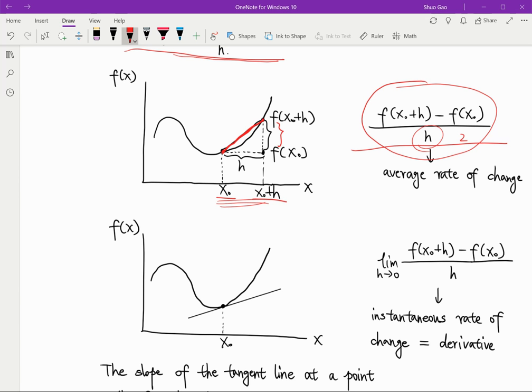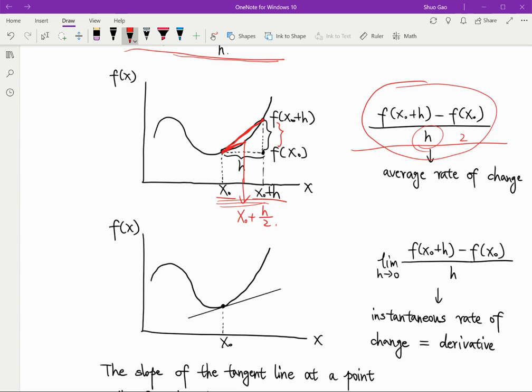Now if we take the limit of h, so that h is close to 0, suppose h changes from 2 to 1, becoming a relatively smaller positive number. If we draw the graph again, it should be somewhere here, because h is half the original value. So this should be x0 plus h over 2, for example. And then the segment becomes here, closer to the curve.